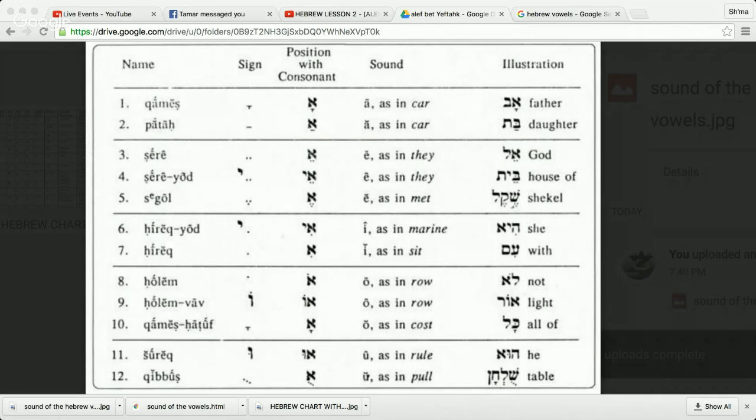Now for our final one, and we'll stop at number 5, we see the word shequel. Shin, Kuf, Lamed. Shequel. But underneath the Shin is the Segol. The Segol, if we remember from our chart, gives the EH sound. Sh, Qu, L. Shequel. EH sound. It's a short sound. Shequel.